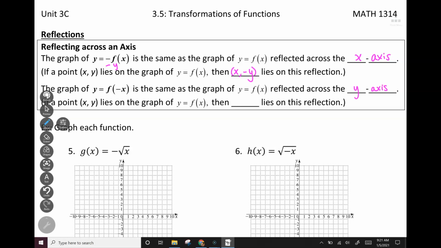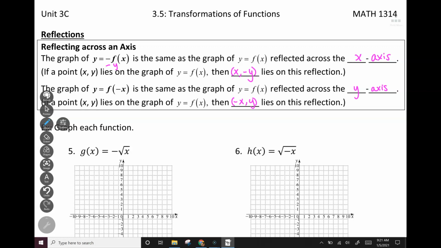And that is still going to be affecting all of the x values. You are taking the x and multiplying it by -1. So if a point (x, y) lies on the graph of y equals f of x, then the reflection is going to contain the point (-x, y).